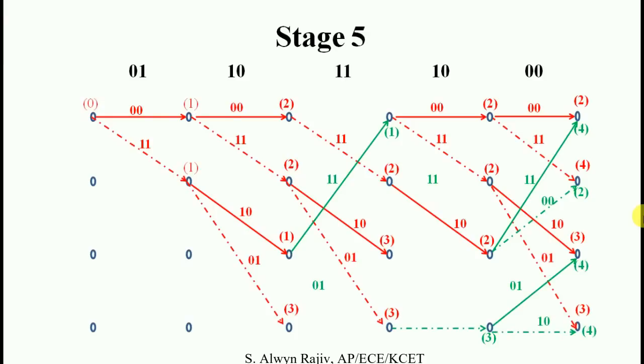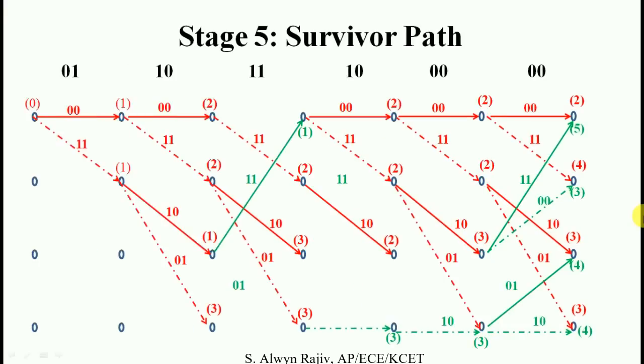Let's move to find the stage 5 survival path. Just look at this node's value. Here there are two values. One is a 2, another one is a 5. The 5 is the maximum. This metric value path is from C. So this value is to be discarded.